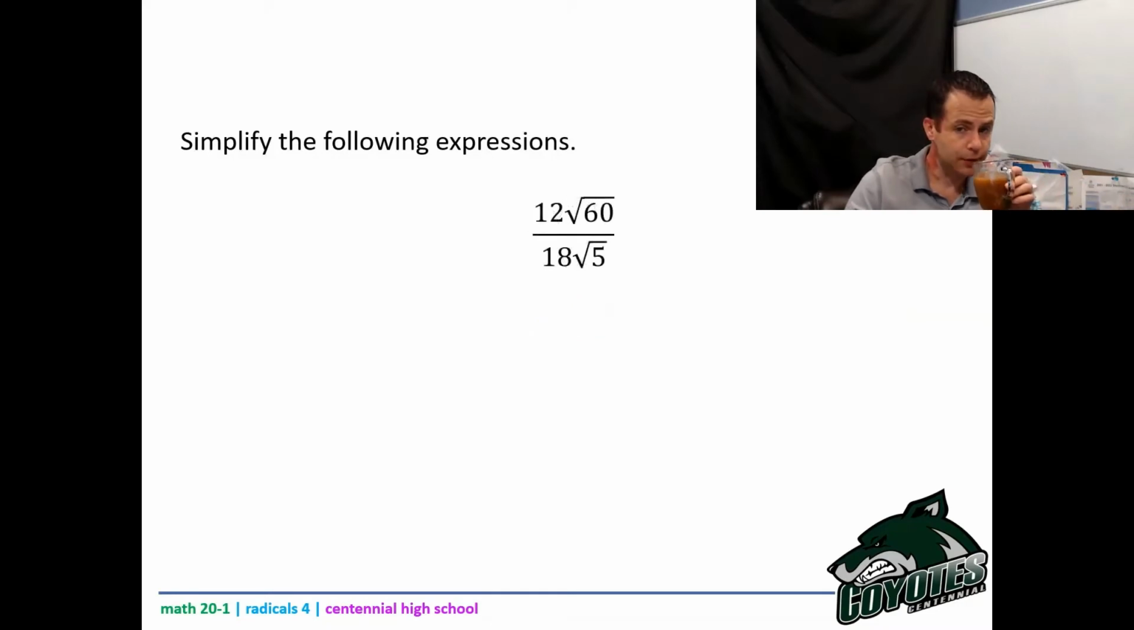Okay, 12 root 60 over 18 root 5. You may look at that and say, hey, I want to simplify root 60 first. I actually would advise you not to do that right now. I would do the division first, because doing the division always gets me to smaller numbers first. So I would look at this as 12 over 18. Both of those are divisible by 6, so we can reduce that to 2 over 3. 60 over 5 is 12. So that ends up being 2 root 12 over 3.